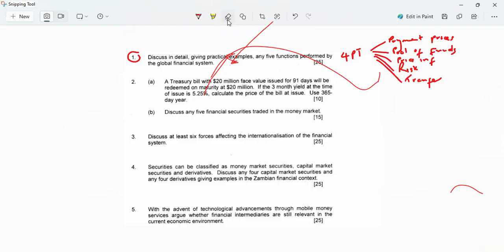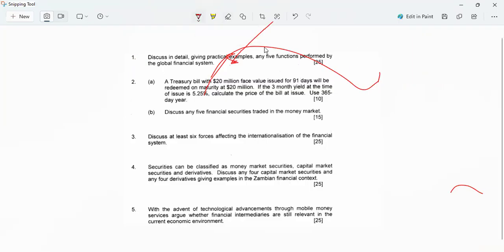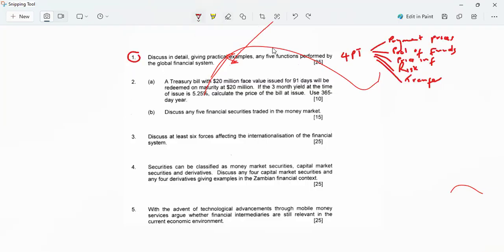Now let's go to the second question. Somebody's writing on my board. I'm trying to delete this, but I think it's not coming out.